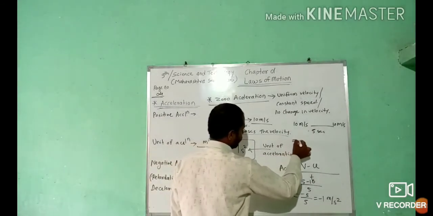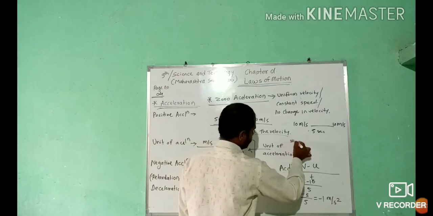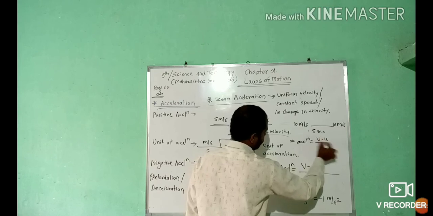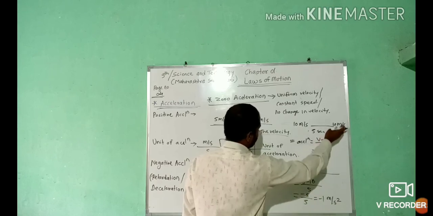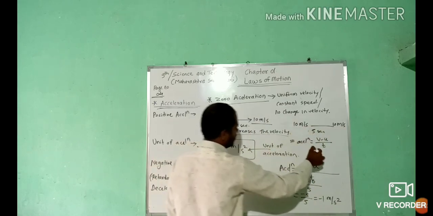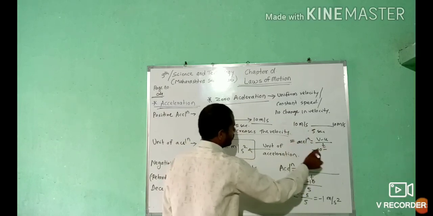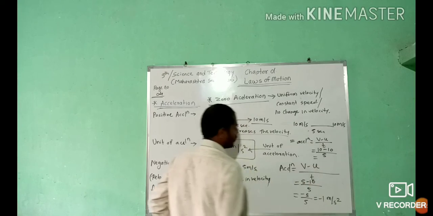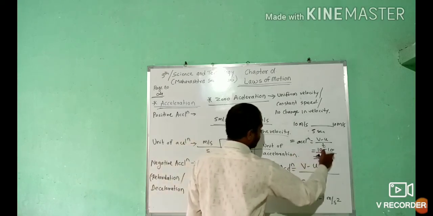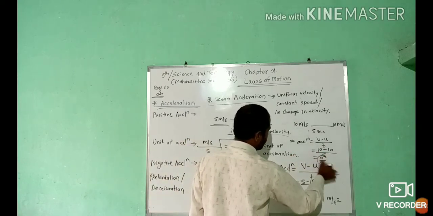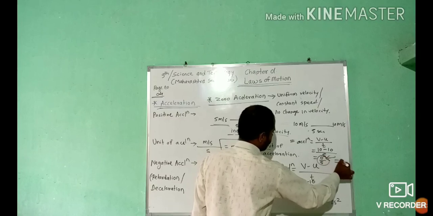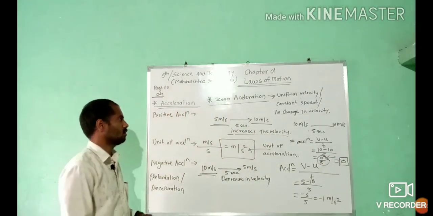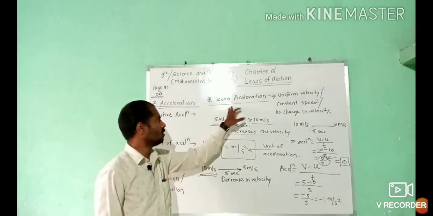By the formula you can solve it: acceleration is v minus u divided by t. What is your final velocity? 10. What is your initial velocity? Again 10. Your time is 5. So 10 minus 10 is 0, divided by 5. If there is a 0 in the numerator, the value becomes 0. Got it? So that is zero acceleration.